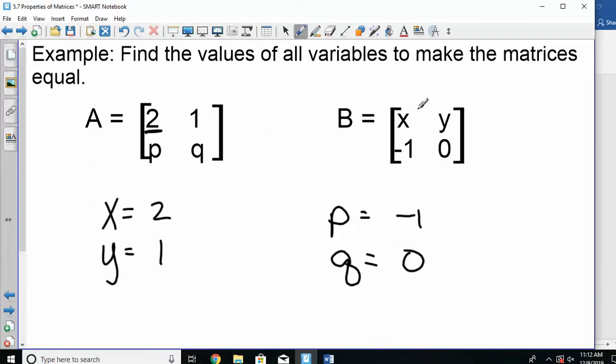So row 1, column 1 has to be the same in both. Okay, so something like this, you could easily tell me what your variables had to be, right? Just the corresponding numbers have to match up.